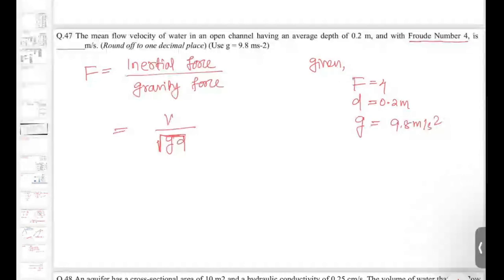So now if you put these values, this becomes 4 is equal to V by the square root of 9.8 into 0.2.